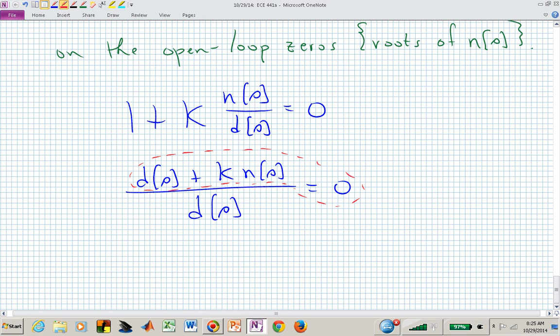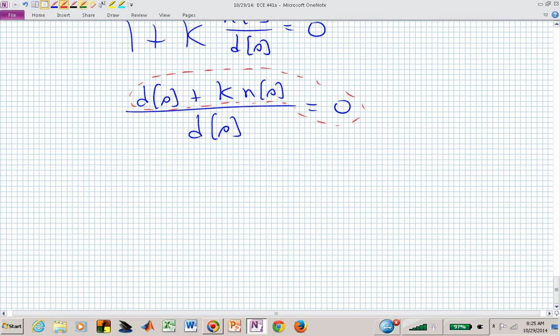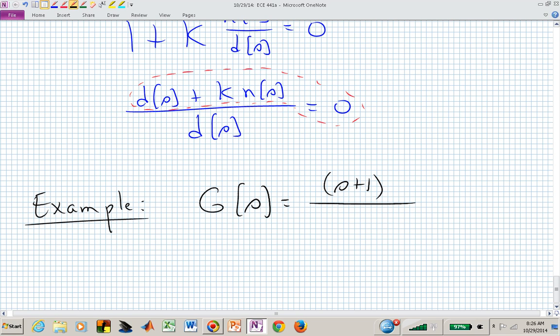Let's look at an example. Let's say now that we have a g of s of s plus 1 and s plus 2 and s plus 3. I spent hours trying to come up with a transfer function. 1, 2, 3.